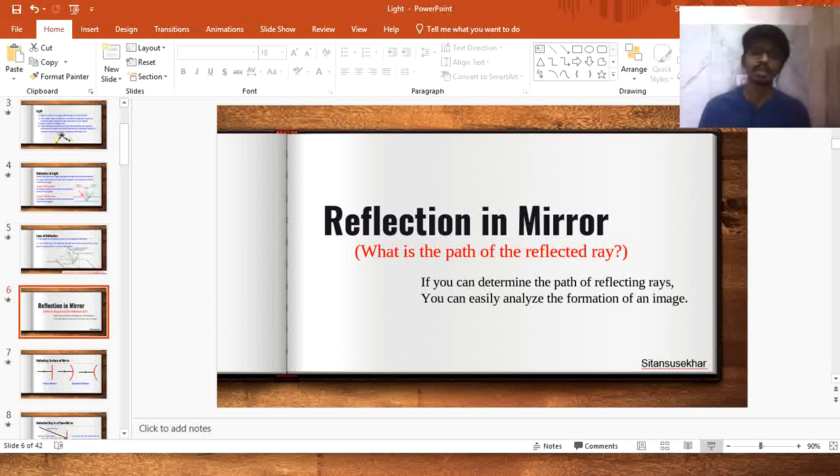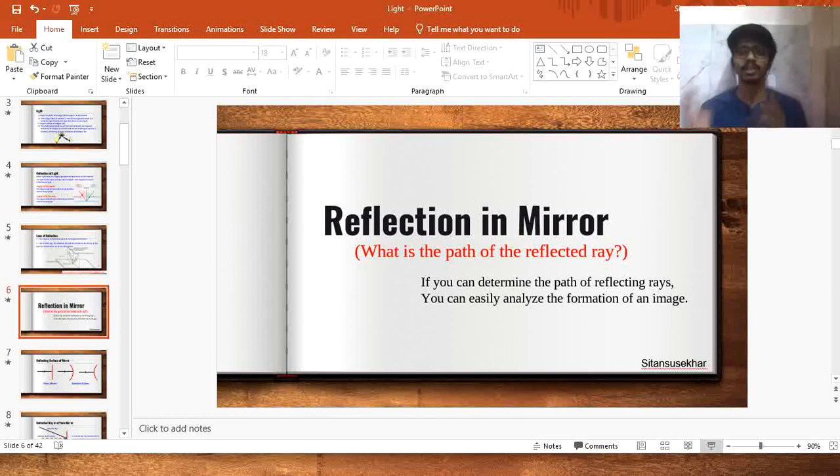Hello everyone. So this is the second lecture on light. In the first lecture we discussed light, reflection of light, and the laws of reflection. Now today we will discuss reflection in mirrors. This is an application of the concept of reflection, because our final objective will be to analyze image formation in mirrors.